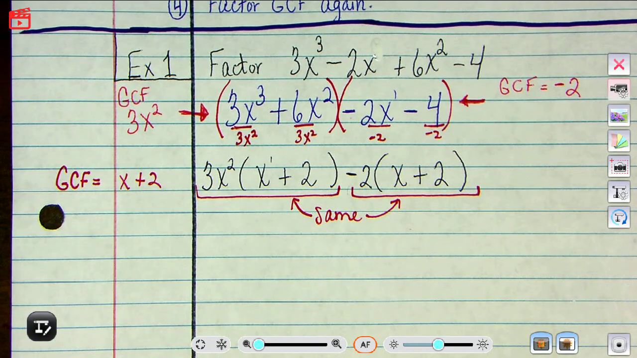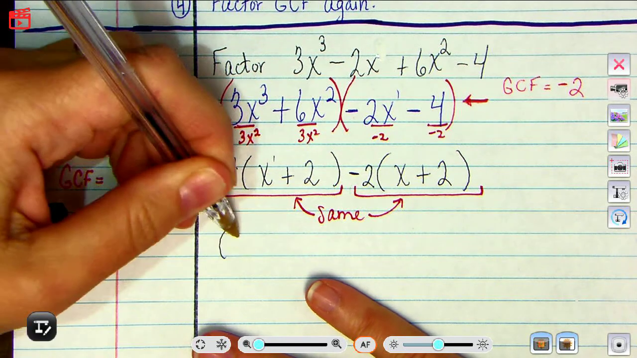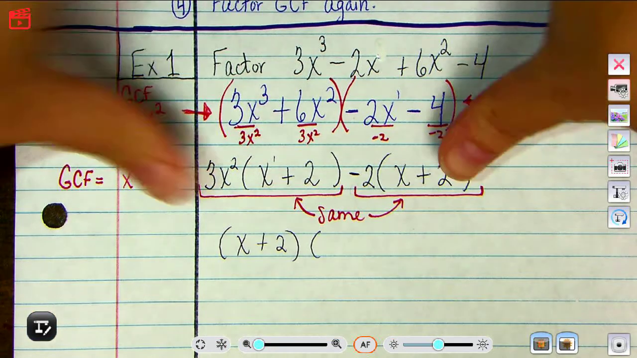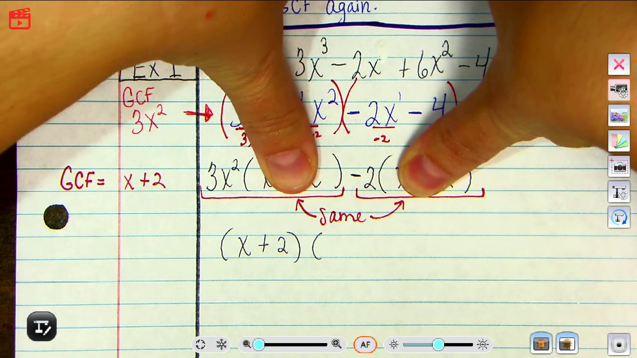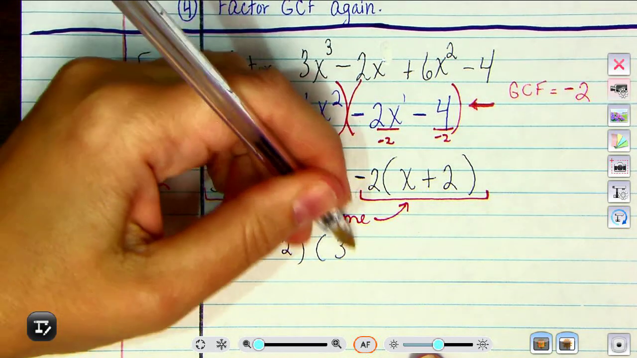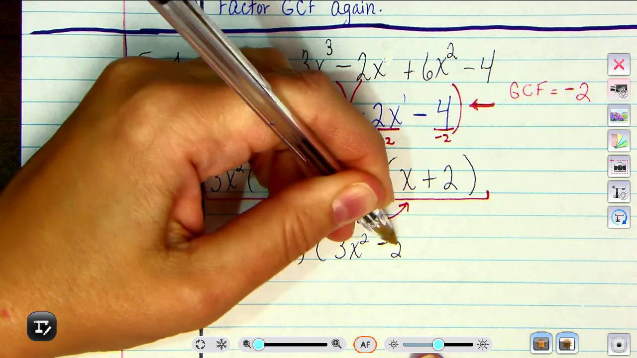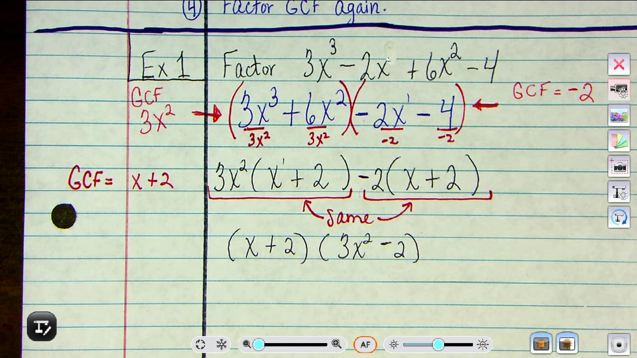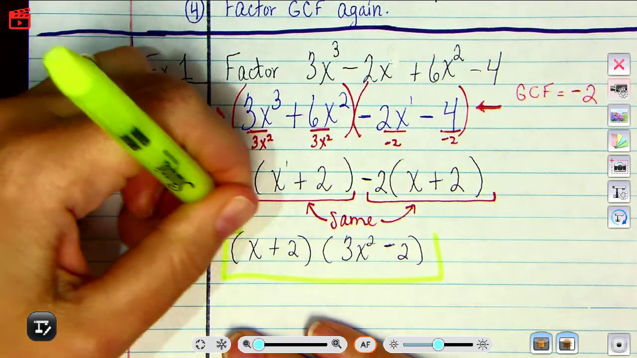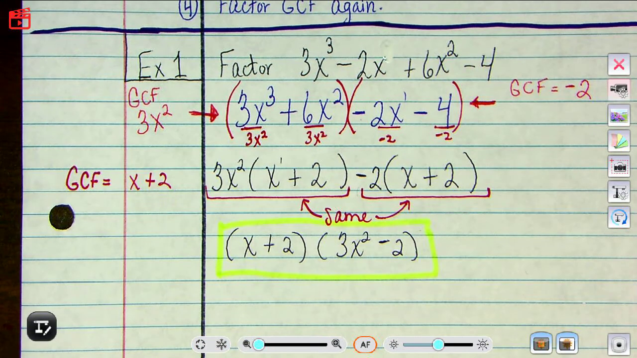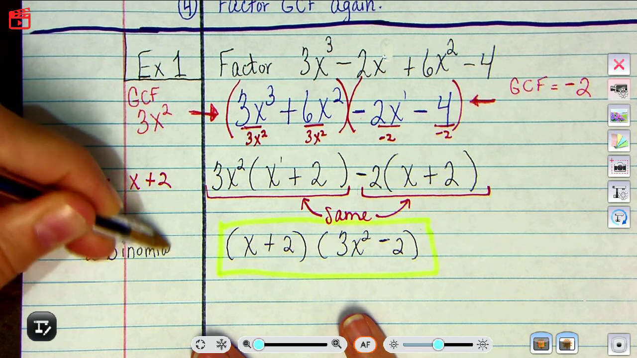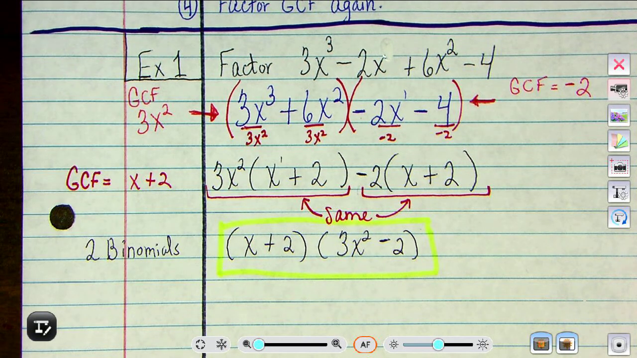So when I factor that greatest common factor out from each of those, I have x plus 2. And then when you factor that out from each of those terms, you will be left with 3x squared minus 2. So the result of factoring by grouping here is going to be x plus 2 times 3x squared minus 2. And notice that we end up with 2 binomials. So when you do factor by grouping, you should end up with 2 binomials like this.